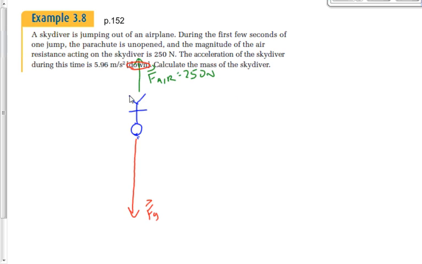Let's say F net equals the sum of the forces. Let's say F air. Could have just called it FA if we wanted to. Plus FG. What do I got for mass here? That's what we're trying to find, isn't it? M times negative 5.96.